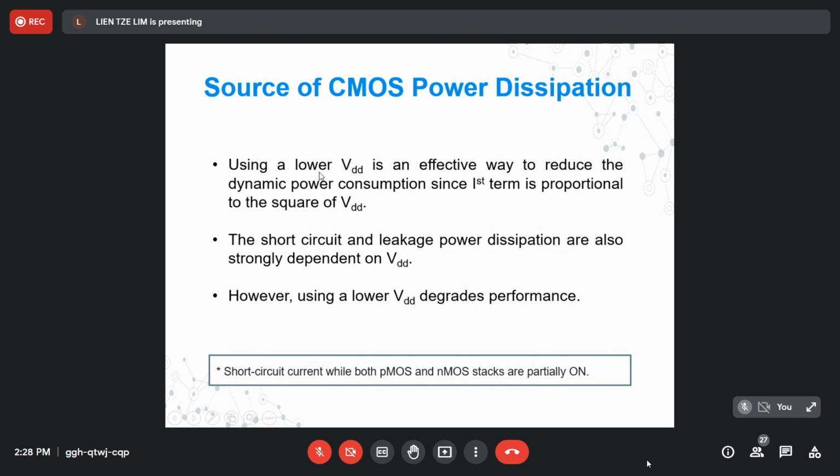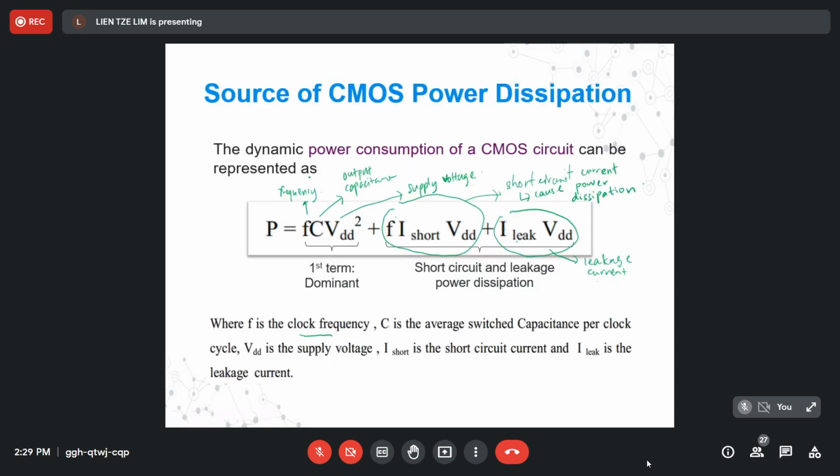Using a lower VDD is an effective way to reduce the dynamic power dissipation, since the first term is proportional to the square of VDD. This one looks like an I. It means the first term of this formula. The statement just now refers to this term. You can see the relationship between VDD and the power dissipation.